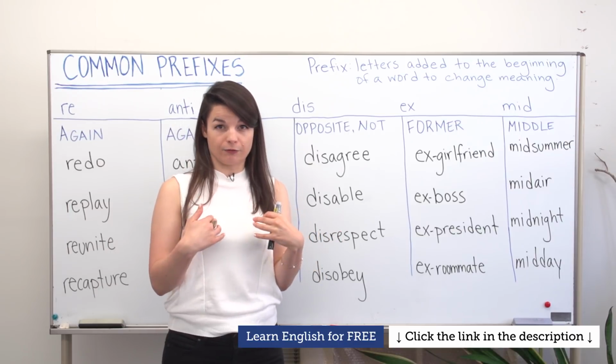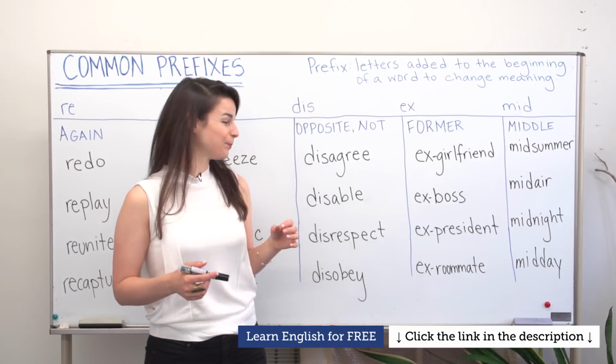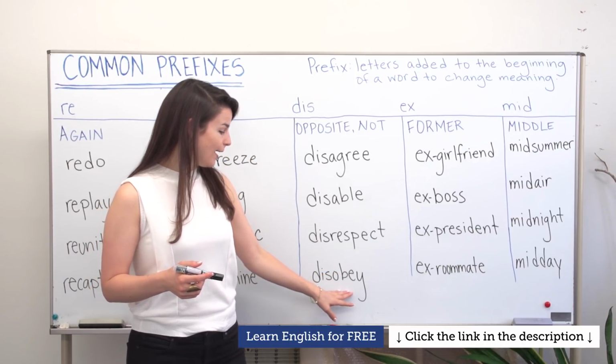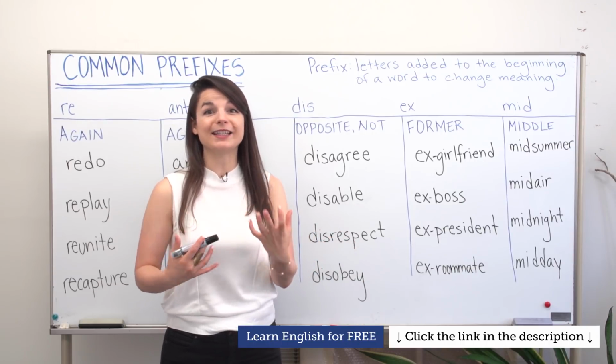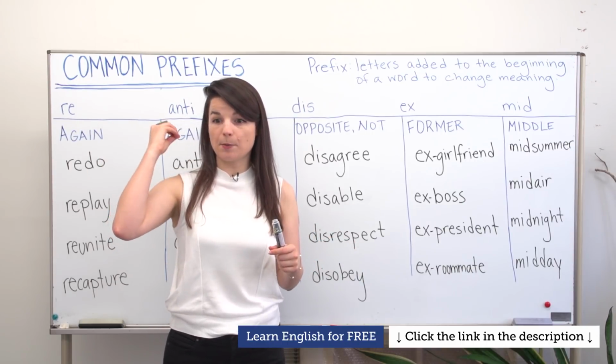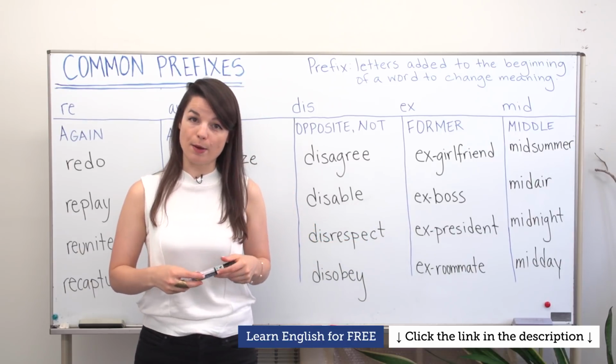Showing lack of respect, no respect is what disrespect refers to. Okay, one more. Obey is the base word here for disobey. So obey means to listen to. To listen to a command and to do that command is obey, the meaning of obey.